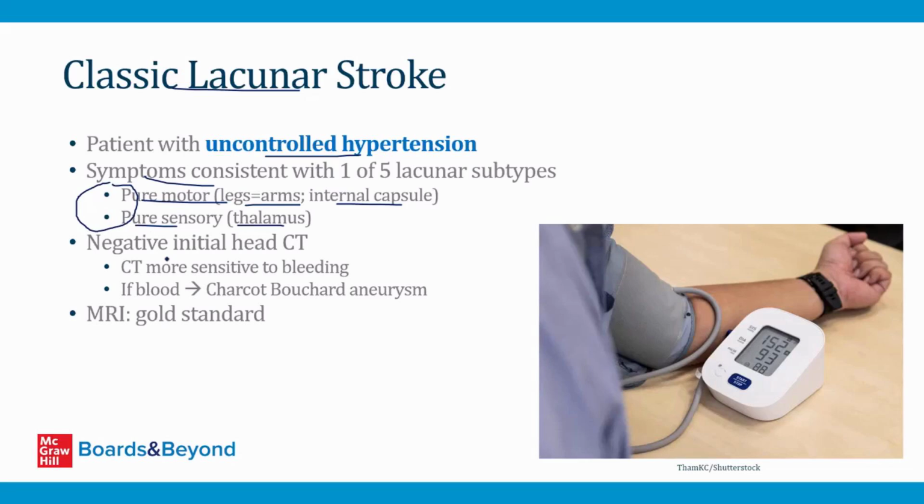These are the 2 easiest subtypes to write board questions about, so make sure you're familiar with those. As I said earlier, these strokes affect a very small region of the brain, and the initial head CT is often negative. CT is much more sensitive to bleeding than it is to ischemia in general, and it's especially insensitive to very small regions of ischemia. Incidentally, if the initial head CT shows symptoms that look like a lacunar stroke, but you see blood, then that patient has had rupture of a Charcot-Bouchard aneurysm, and I'll talk about this in just a second. And then finally, remember that MRI is the gold standard. It can usually pick up these small lacunar strokes.